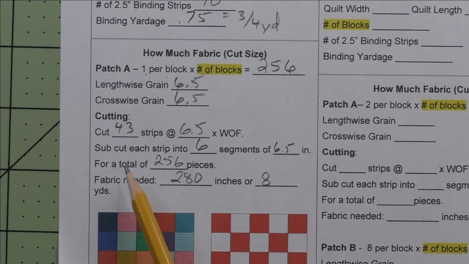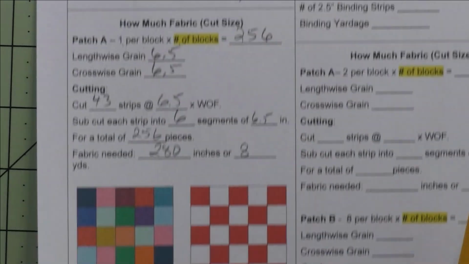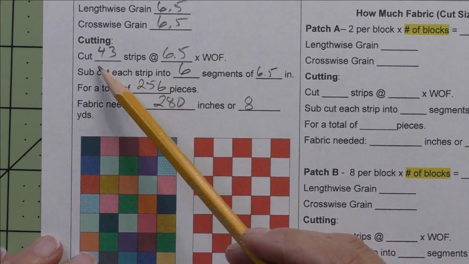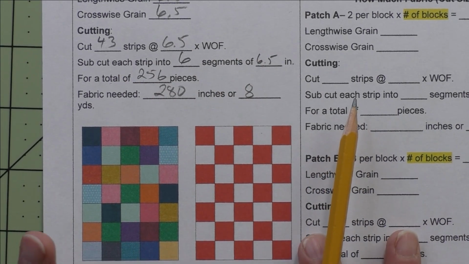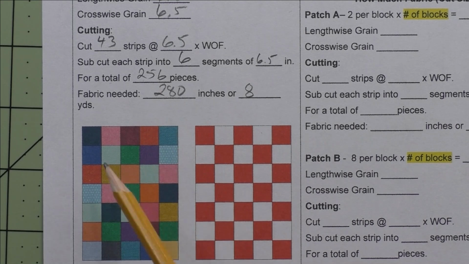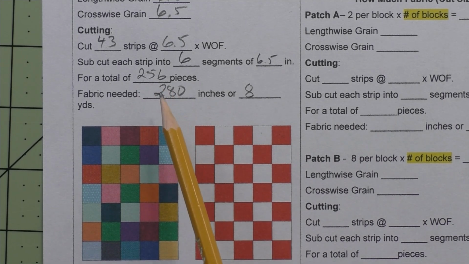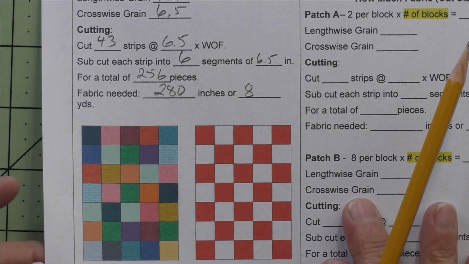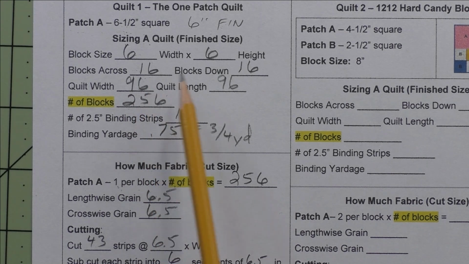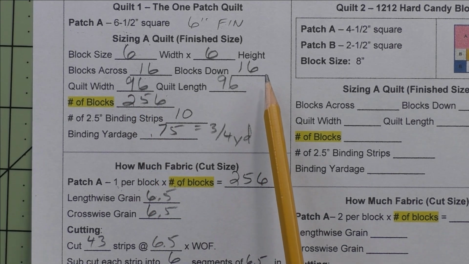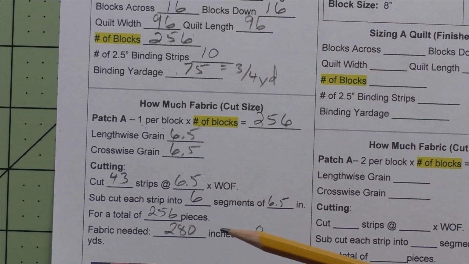This is the total yardage you need for a quilt that's 96 inches square. And if you wanted to just cut squares from scraps, you can just cut your squares and keep track of them. And when you have 256, you'll know you'll have enough. And then this tells you up here that the blocks across is 16 blocks across and 16 blocks down. So that's an easy way to do a one-patch quilt.